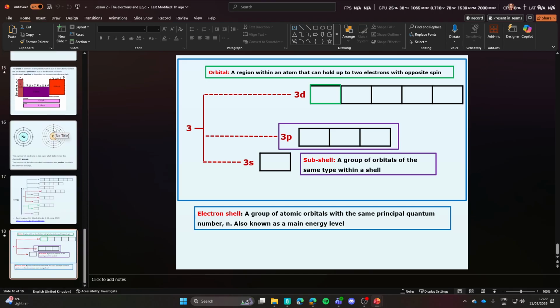Yeah, that's right. And that is everything for session 2, all about the electrons and SPD.